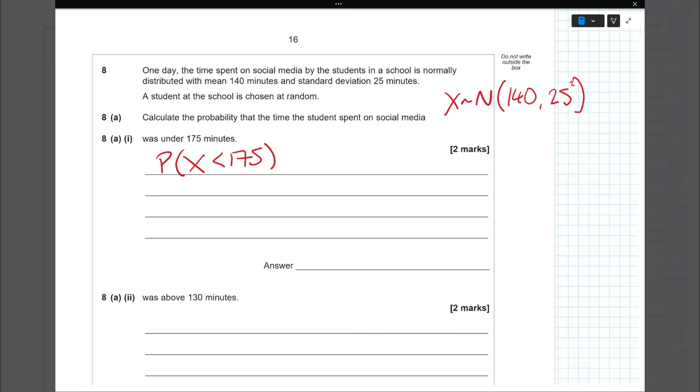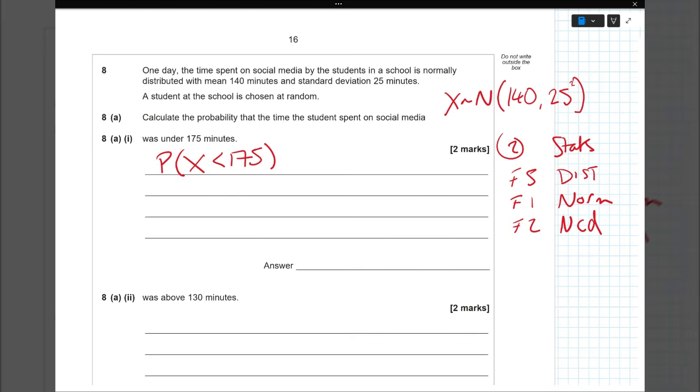The way that we do this is on the CG50, we're in the stats mode. That's really important. That's mode 2, I think. Let me go to my menu. Yep, stats mode is mode 2. We're then going to hit F5 for the distribution, F1 for the normal distribution, and then F2 for the normal cumulative distribution.